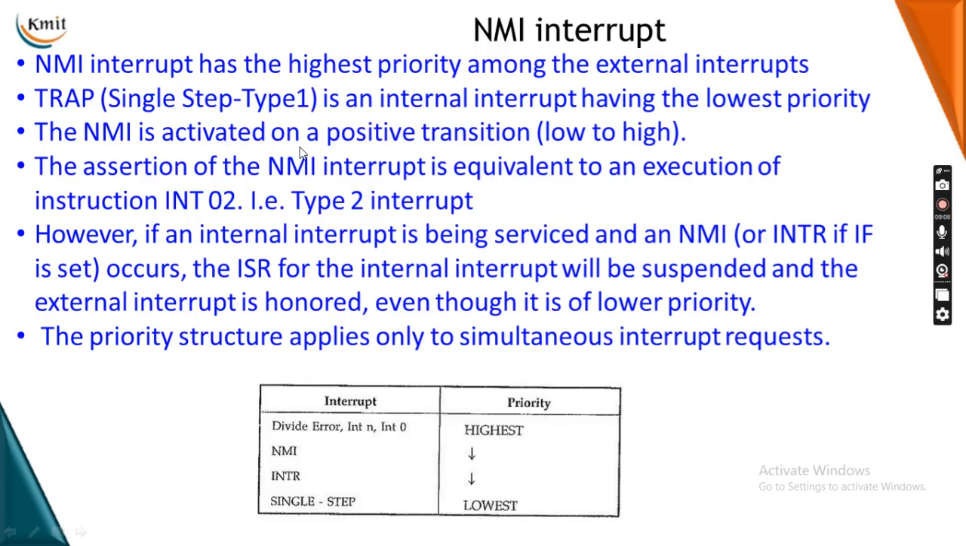NMI is activated on a positive transition, low to high. The assertion of the NMI interrupt is equivalent to an execution of instruction INT 02, a type 2 interrupt. However, if an internal interrupt is being serviced and an NMI occurs, the ISR for the internal interrupt will be suspended and the external interrupt is honored, even though it is of low priority.